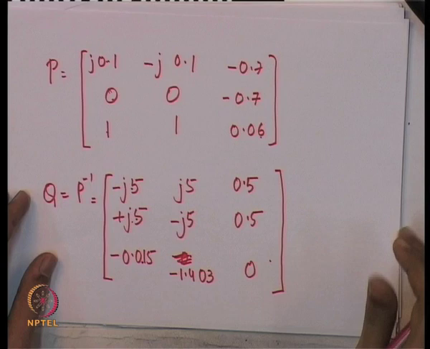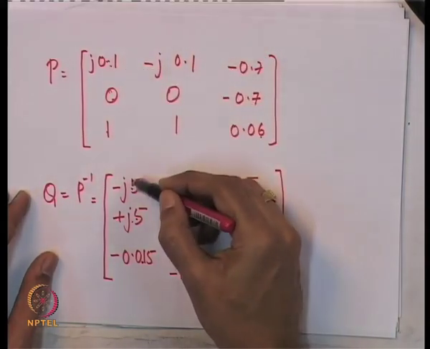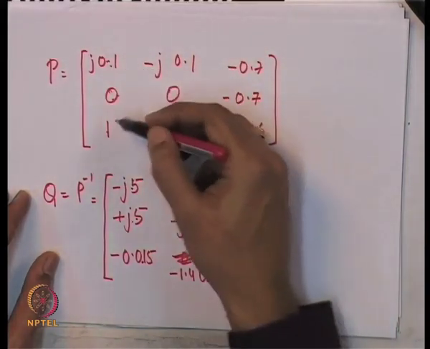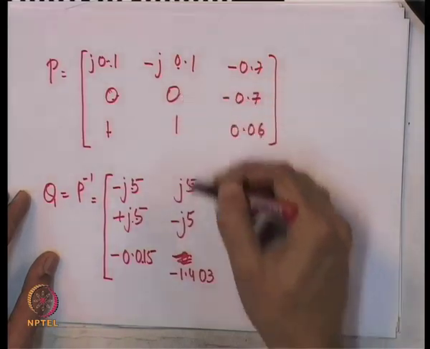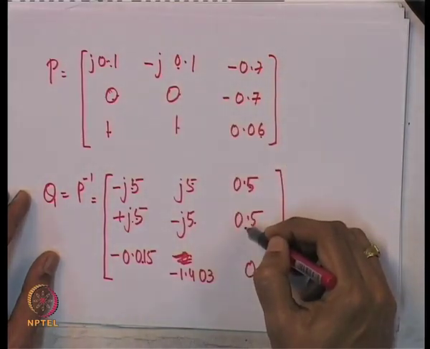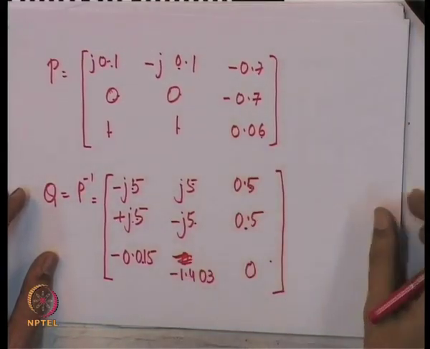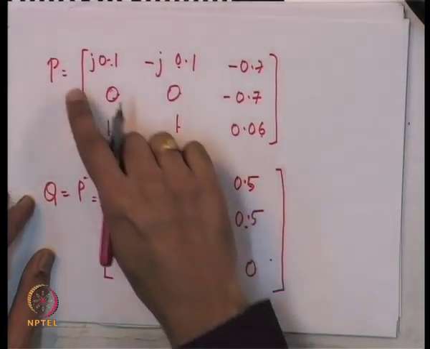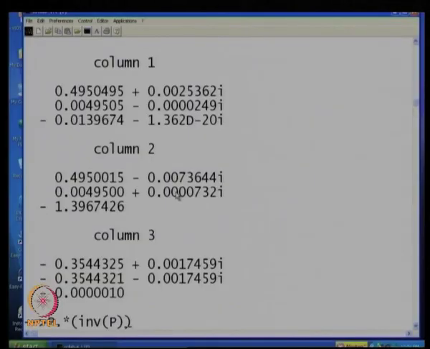So, what we will do is an element by element multiplication of this kind. We will multiply this by this, this by this, this by this. Then we will multiply this by this, this by this, this by this, and so on. So, what we are doing effectively is an element by element multiplication of P and P inverse transpose. So, we will use this command: P dot star inverse of P dot transpose. This is a transpose.